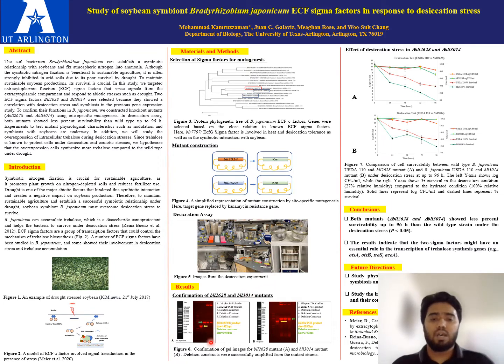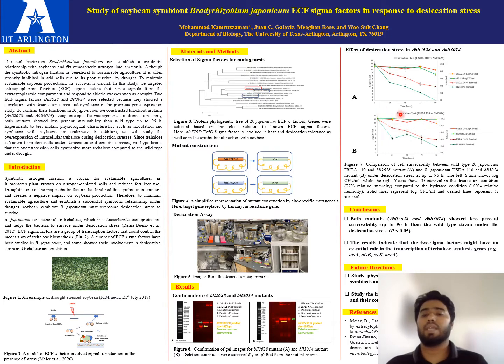So this is the result of the mutant confirmation. Figure 6 is the confirmation gel image of BLL2628 and 3014. Figure 7 is showing the percent survivability of the wild type B. japonicum USDA 110 and the mutants. A is the comparison of USDA versus the 2628 mutant, and B is USDA versus 3014.